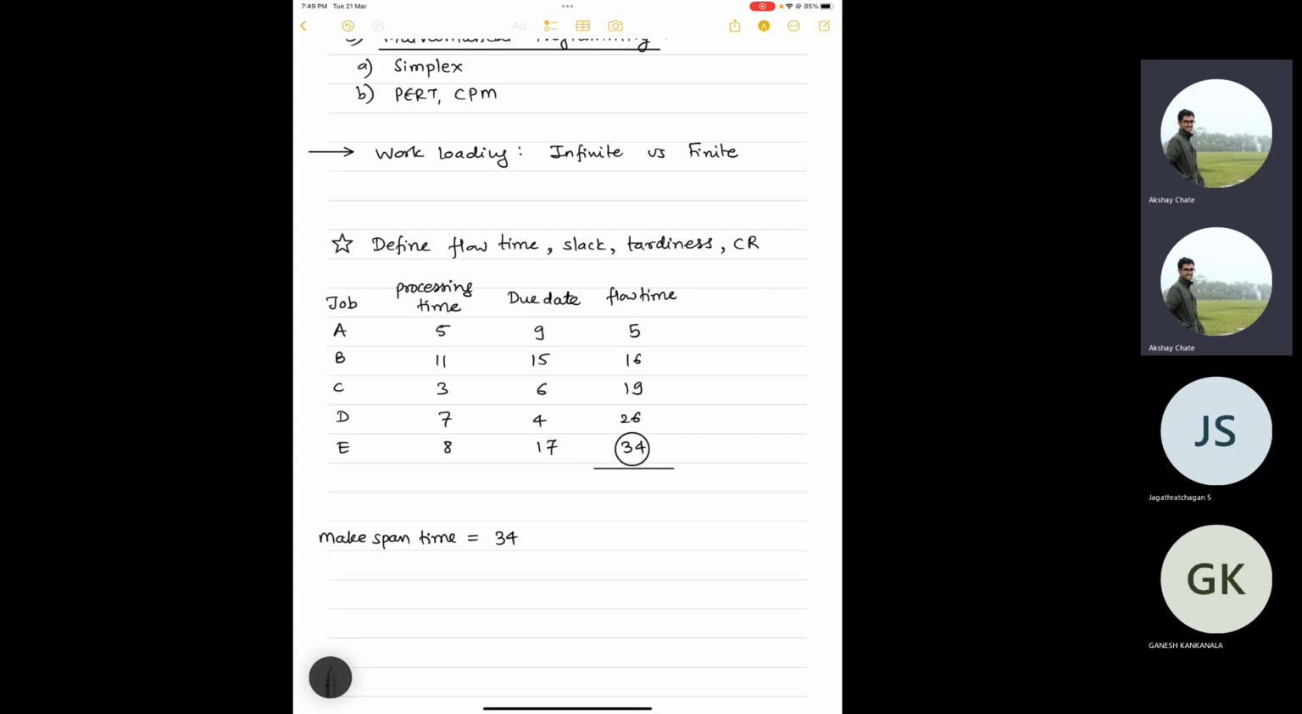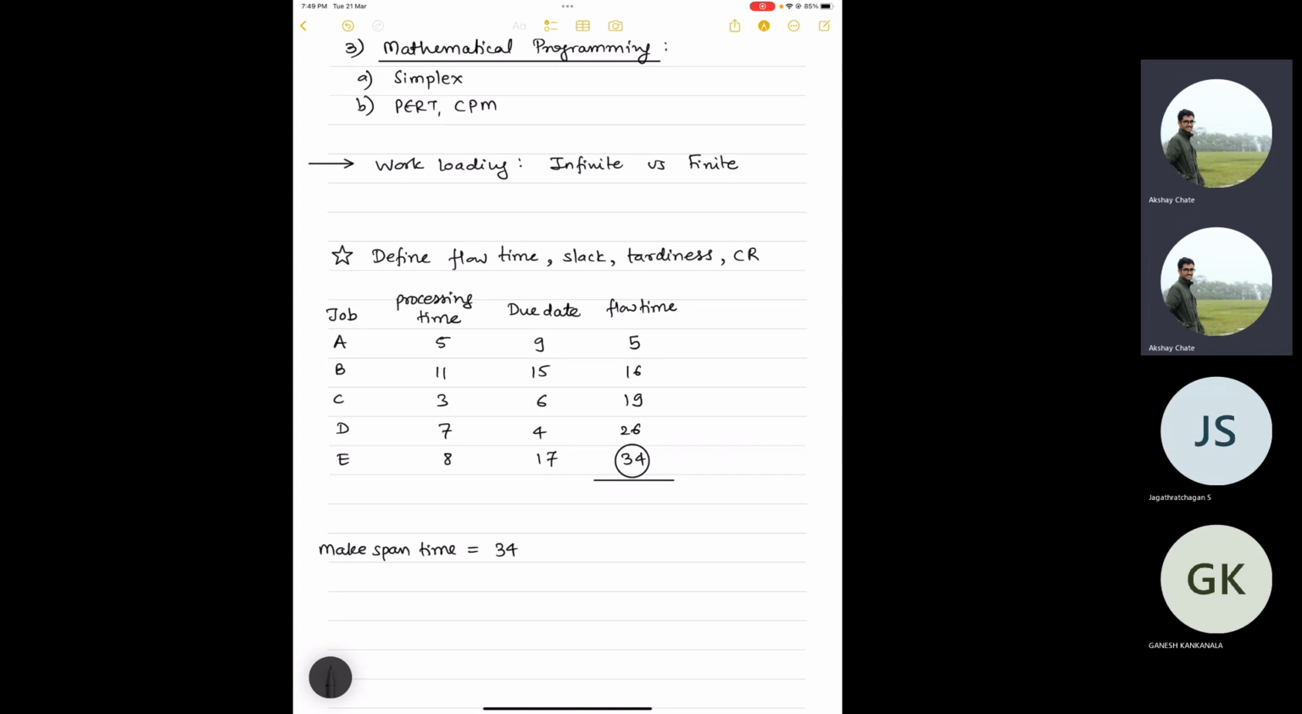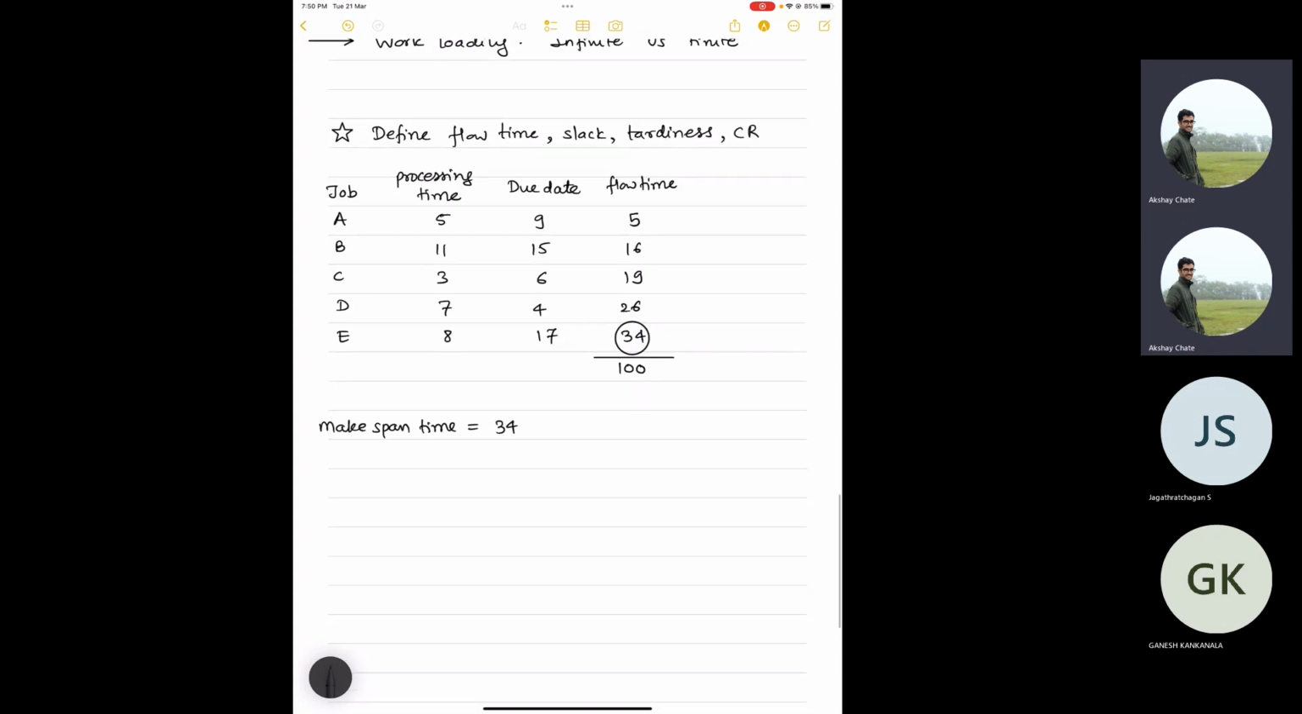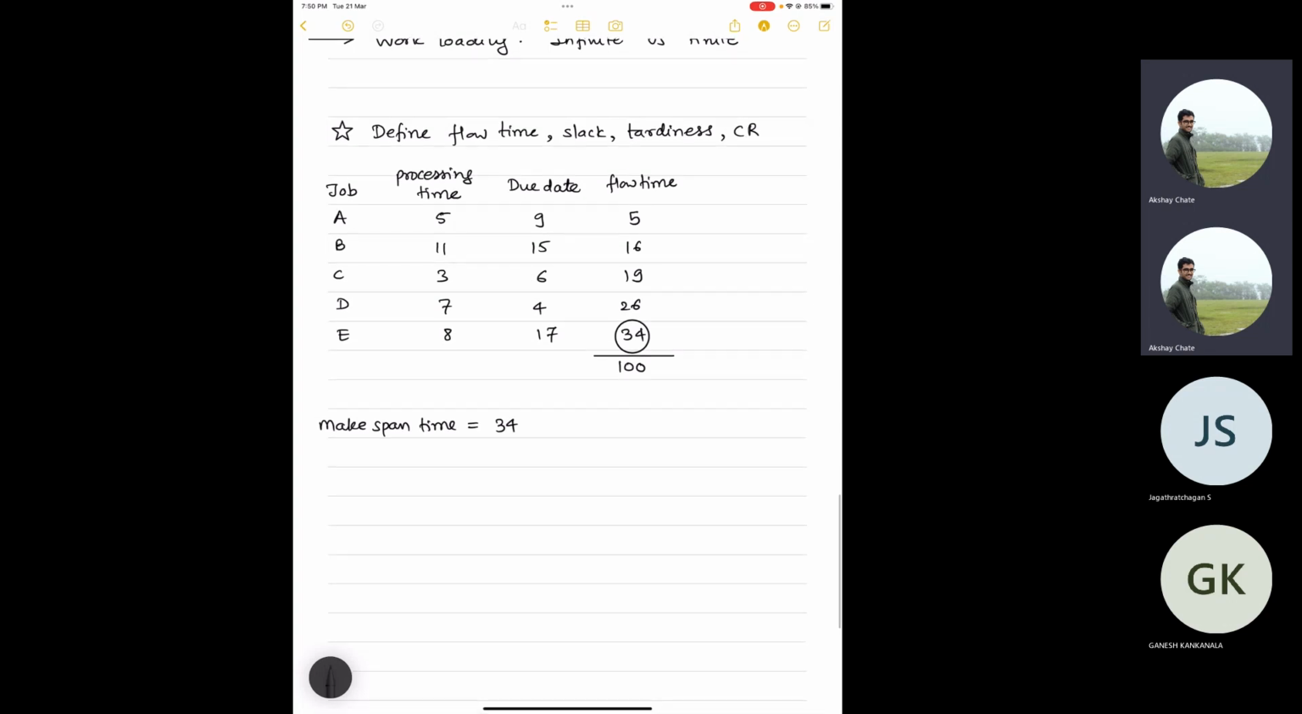Anyway, moving on. The average flow time per job will be calculated based on the summation of these flow times divided by the number of jobs. So 5 plus 16 is 21, plus 19, plus 26, plus 34. Luckily it comes out to be 100. I've taken this number randomly, but it comes out to be 100. So that is your total flow time. Average flow time will be 100 divided by 5 jobs, so 20.